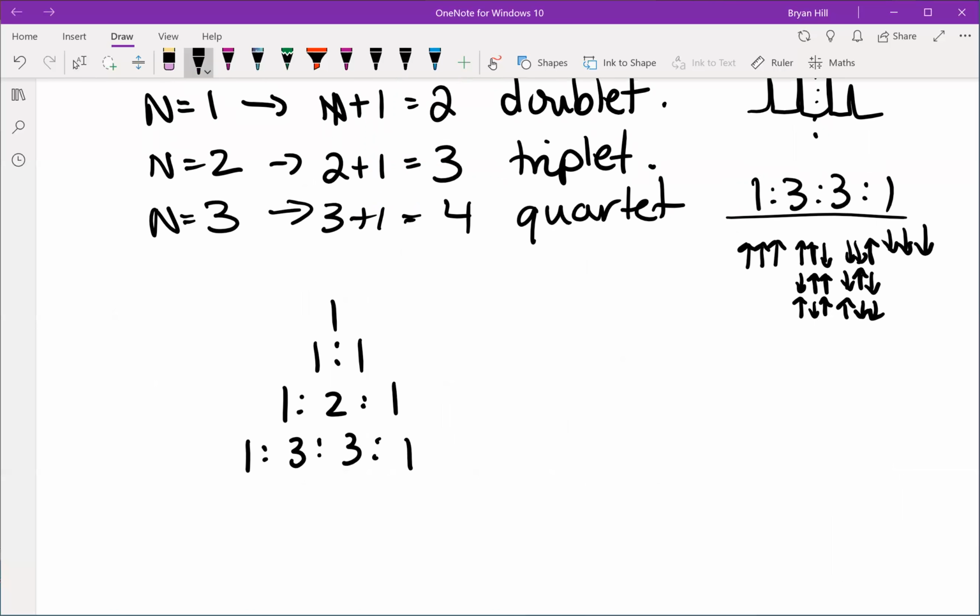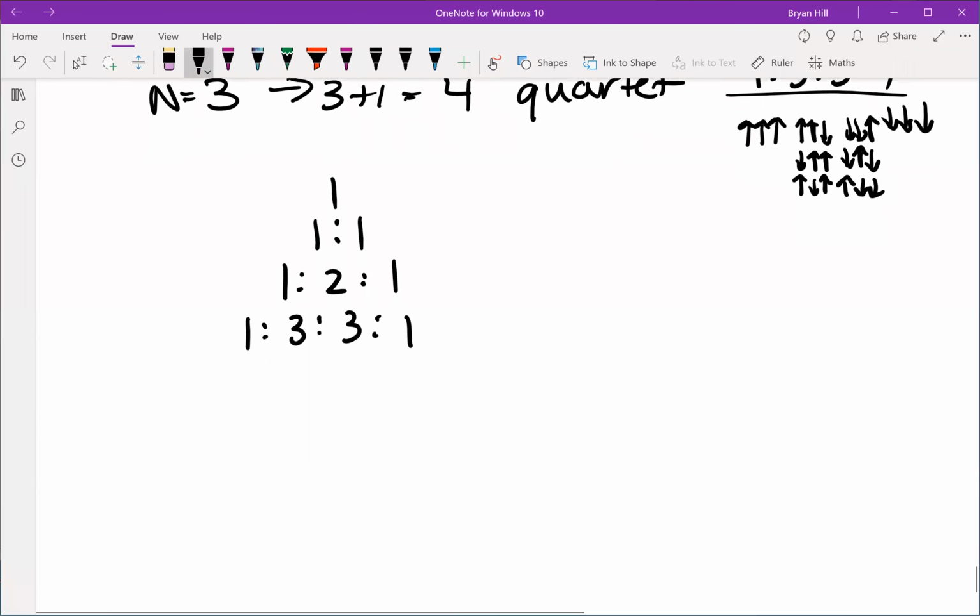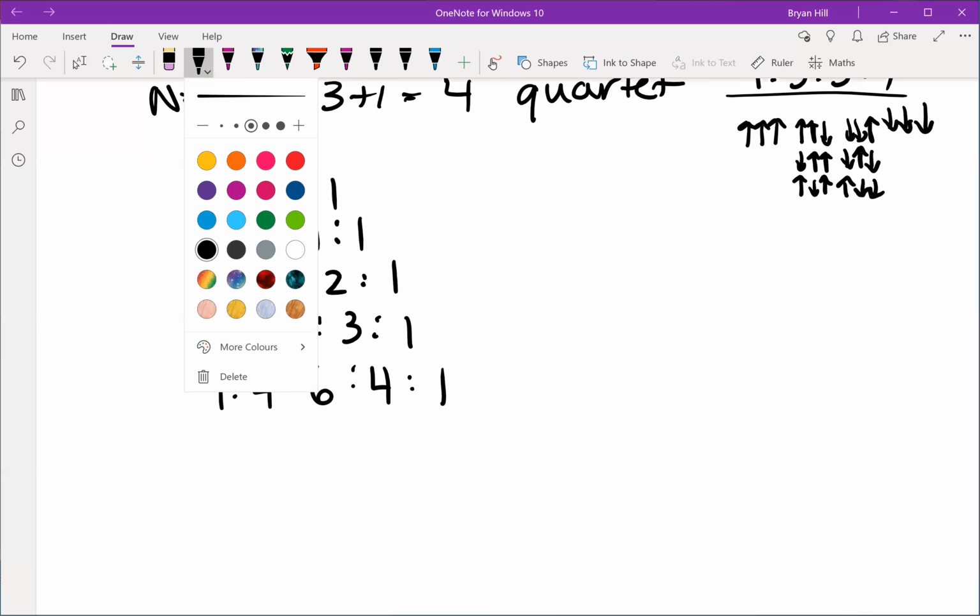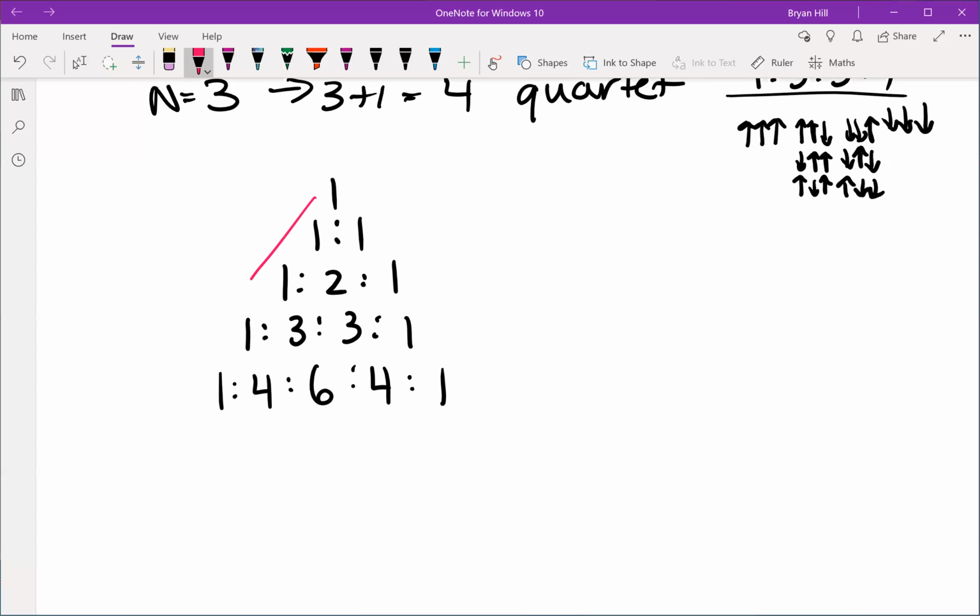I can't remember when I learned Pascal's triangle. The way you make it is, the sides are always 1 going down, but if you add these two together, that equals 2. If you add these two together, that equals 3. If you add these, 2 plus 1 is 3. So 1 plus 3 equals 4. 3 plus 3 equals 6. 3 plus 1 equals 4.